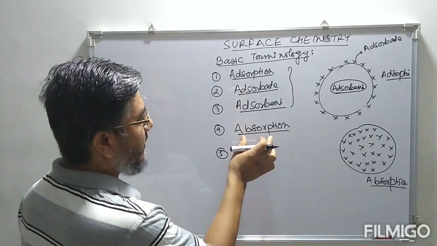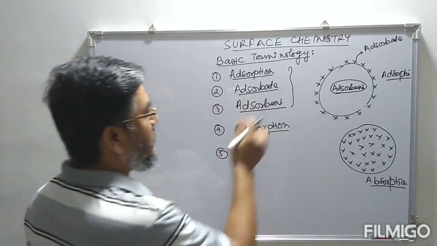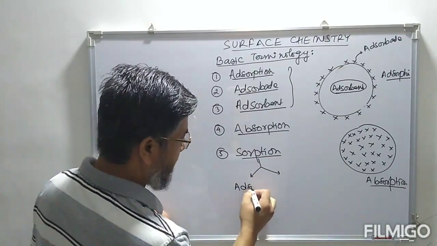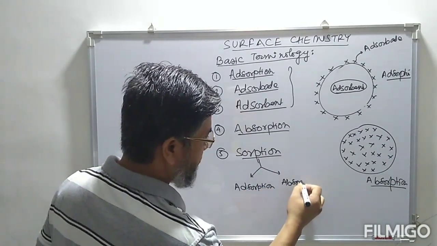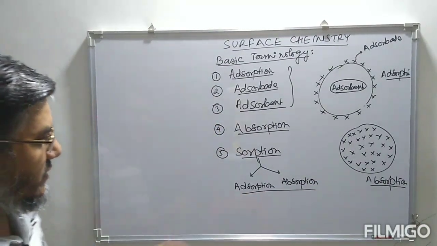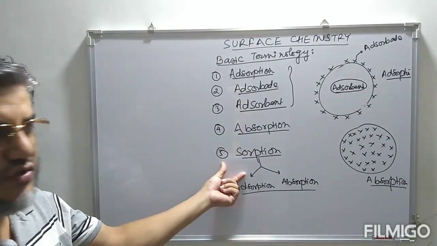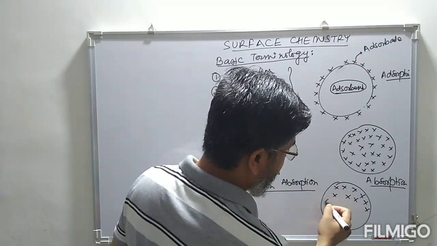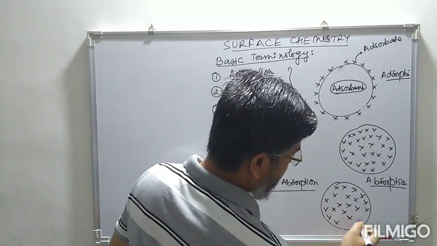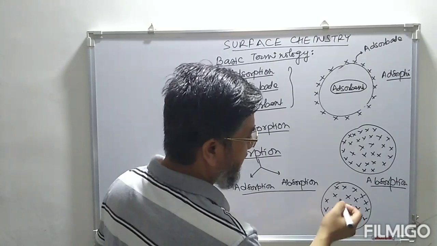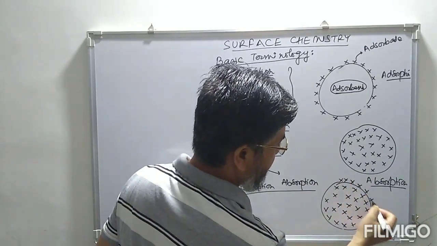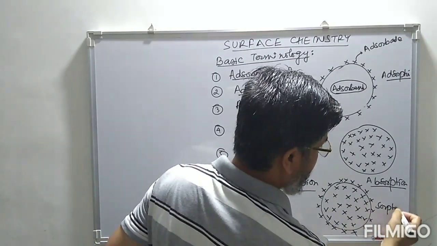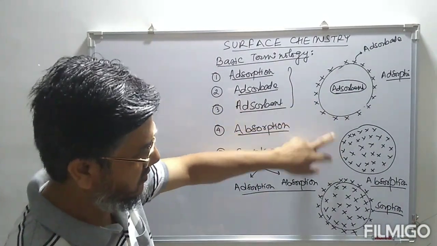Now there may be certain processes in which both absorption and adsorption take place simultaneously, and those processes are known as sorption. So in sorption, we have adsorption plus absorption, both taking place simultaneously. Any process in which adsorption and absorption take place simultaneously is known as sorption. So molecules are found both inside as well as at the surface of the adsorbent. We have molecules inside the bulk, this is absorption. Along with this, molecules are also found at the surface of the adsorbent. So this is sorption, in which both processes take place simultaneously. So we have adsorption, absorption and sorption.